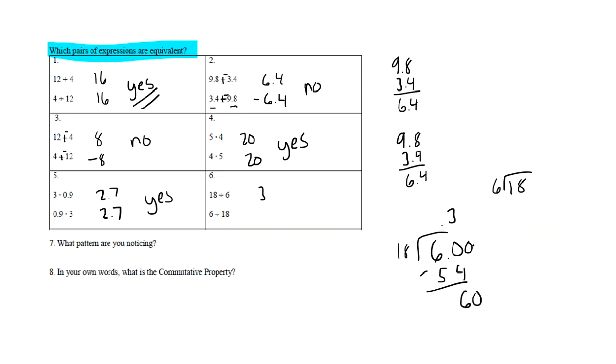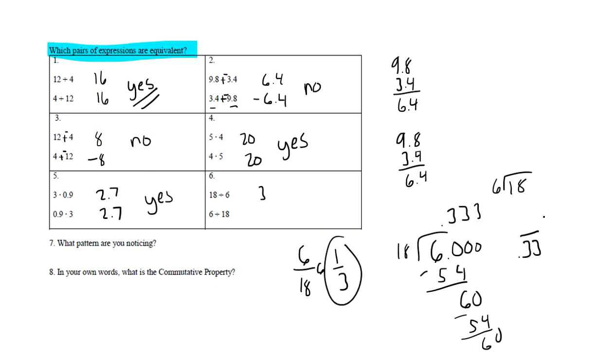Add a 0, bring a 0 down. 3 times 18 is 54. Subtract, add a 0, bring a 0 down. We can see that this ends up being a repeating decimal. Okay, 0.33 repeating. And if we were to write 6 divided by 18 as a fraction, we can see that this fraction simplifies to 1/3, and 1/3 and 0.33 repeating are equal to each other.